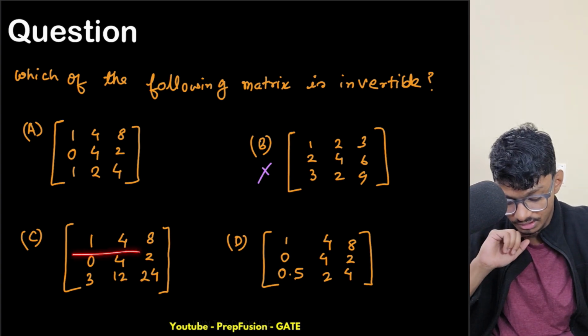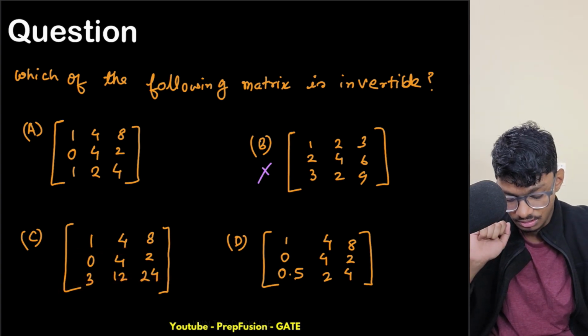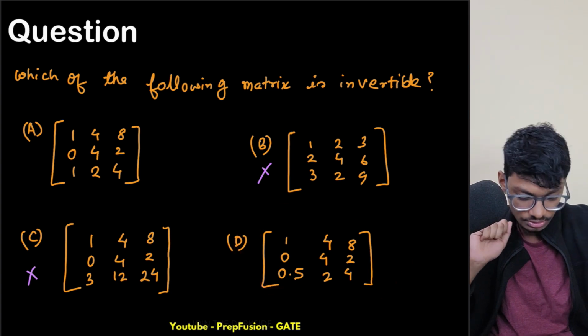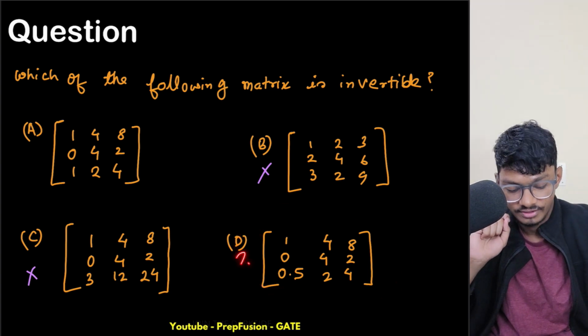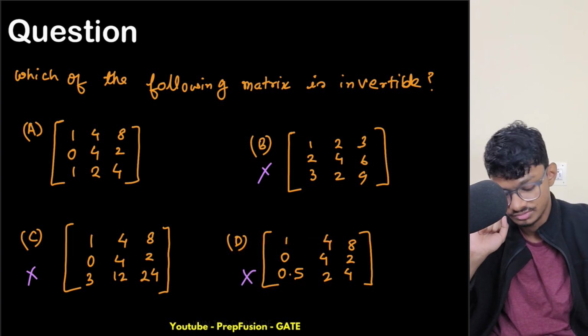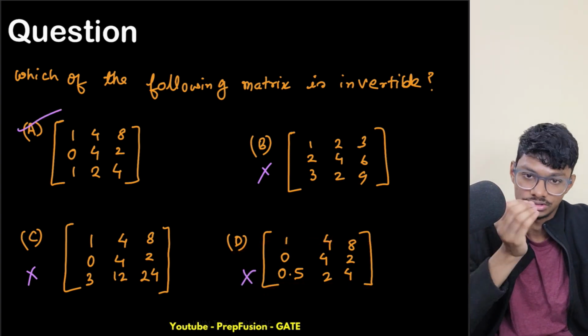Now this also has a relation between the rows. 3 times row 1 is equal to row 3. So this is also gone. Again this, 0.5 times row 1 equals row 3. So this is also gone. So only this one remains. This will be the answer, but let's cross verify.